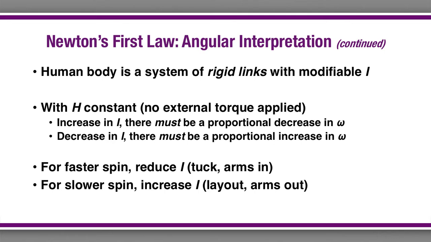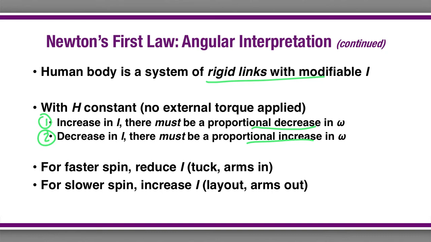With the human body being a system of rigid links with a modifiable moment of inertia, and with the law of conservation of momentum, in this case angular momentum, we can have two different scenarios when it comes to a rotating body. One is we can have an increase in moment of inertia, but there must be a proportional decrease in angular velocity of that rotation. Or we can have a decrease in moment of inertia, where there is a proportional increase in angular velocity of that rotating body.